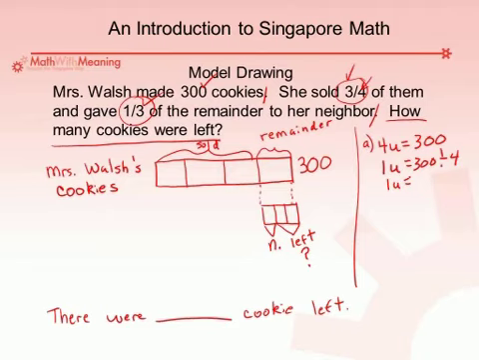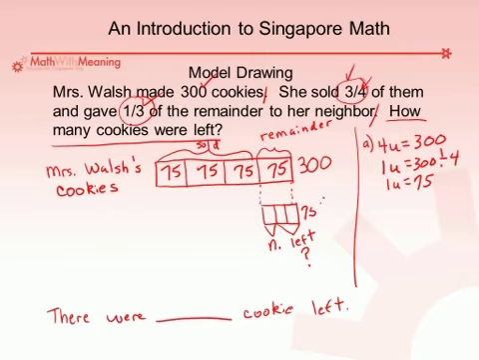What's half of 300? Do I hear 150? What's half of 150? Do I hear 75? Great. Let's put 75 in here. Now, how many remaining cookies do we have? 75, but watch what I'm going to do.